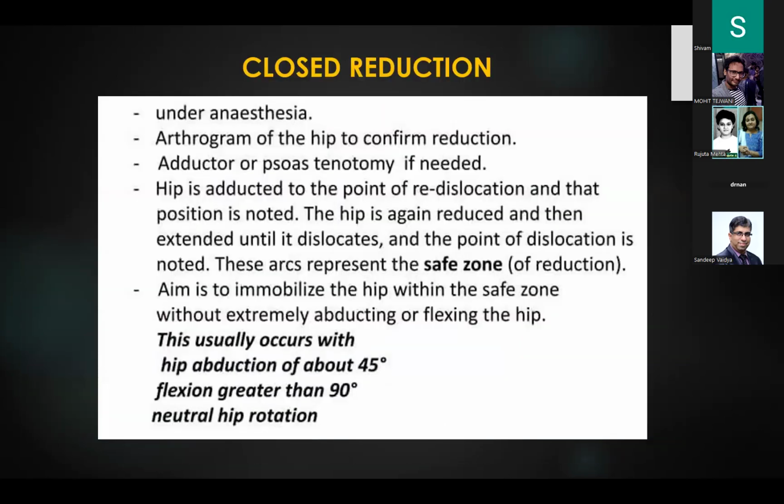So closed reduction is usually done under anesthesia. An arthrogram of the hip is done to confirm the reduction. It can be coupled with an adductor tenotomy if needed. After reduction, the hip is adducted to the point of redislocation, and that position is noted. The hip is again reduced with abduction and flexion to bring the GT up as in an Ortolani maneuver, and then extended until it dislocates again, and the point of dislocation is noted here as well. So these arcs basically represent the safe zones of Ramsey. The aim is to immobilize the hip within the safe zone without extremely abducting or flexing it. This is usually possible in an abduction range of about 45 degrees and a flexion of about 90 degrees, or the human position.